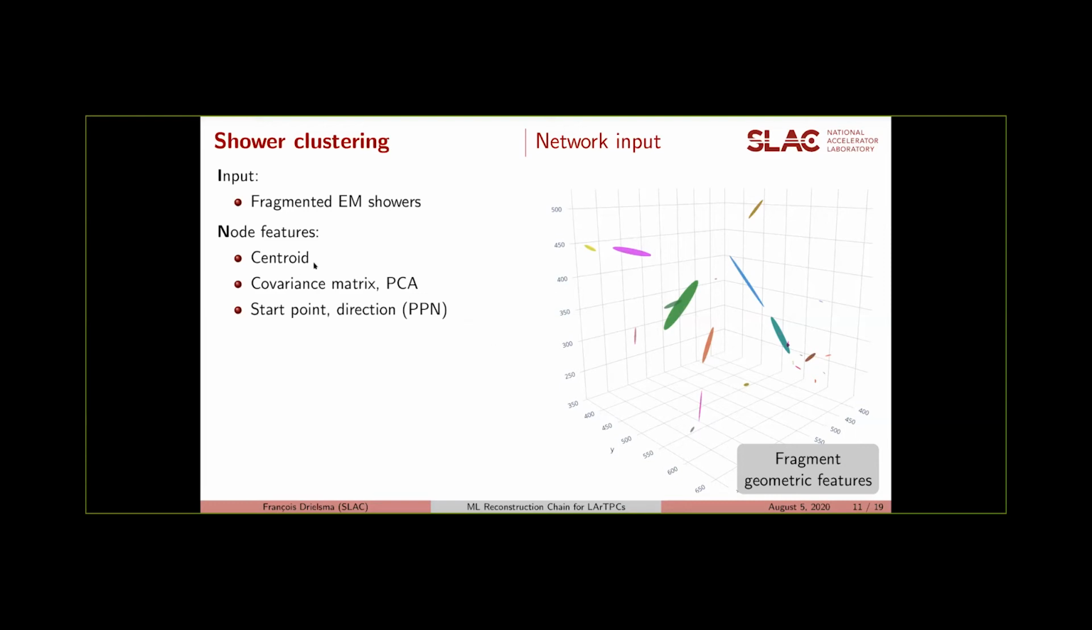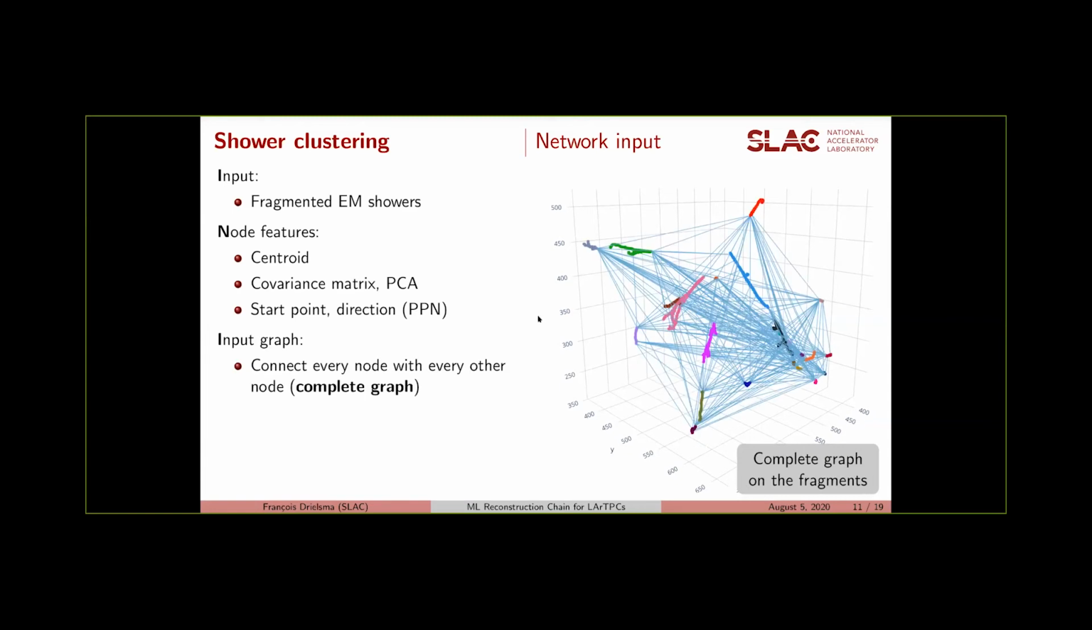We take the centroid of the fragment, we take the covariance matrix and the PCA, and we also get the start point and an estimate of the direction of the fragment from the point proposal network. And so what the network sees at this stage is not a detailed view of each of the fragments, but just a set of summary statistics, which you can picture as being some sort of ellipsoid in space.